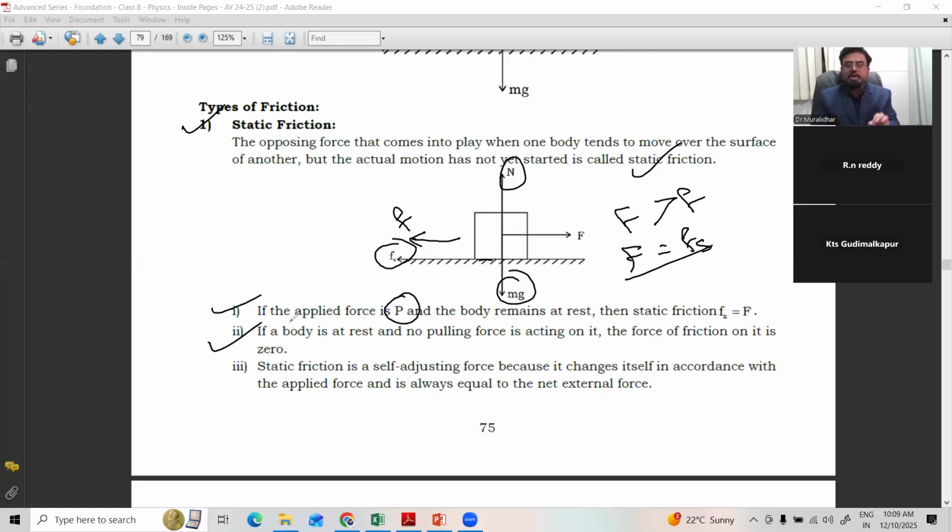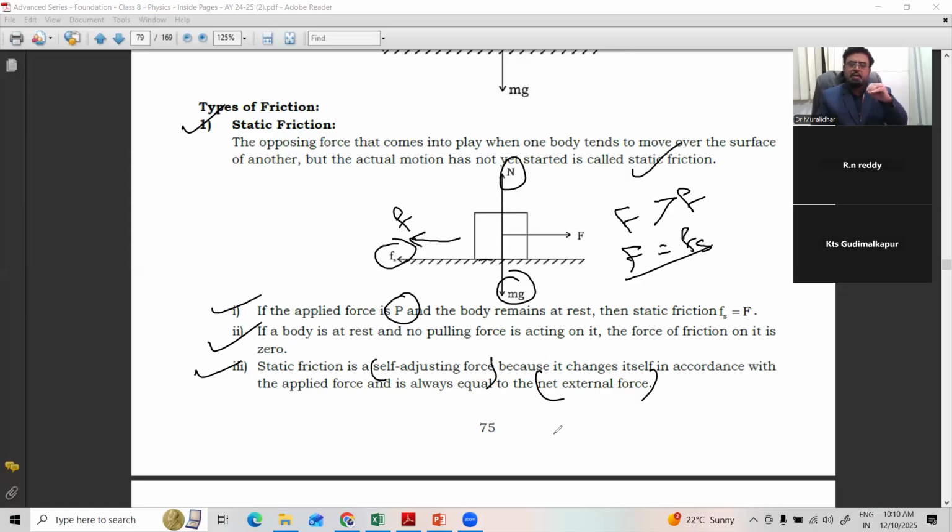When you apply some force on a body, then only frictional force will come into play. Static friction is a self-adjusting force. Very important, see. Self-adjusting force because it changes itself in accordance with the applied force and is always equal to the net external force. So static means rest. When the body is at rest, as you increase the weight, one book you kept, over that one more book, one more book. As you are increasing the weight, automatically the applied force increases. At the same time frictional force also increases. Self-adjusts, increases and keeps the body at rest.